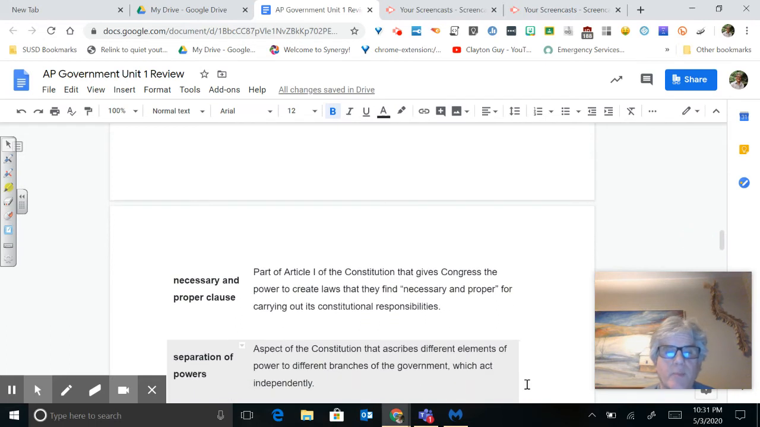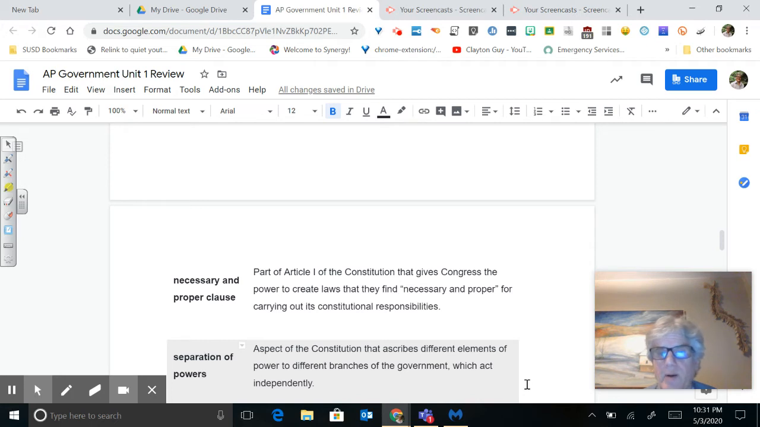Necessary and proper clause is part of Article 1 of the Constitution that gives Congress the power to create laws that they find necessary and proper for carrying out its constitutional responsibilities. So typically Congress has used the Commerce Clause and the power of tax to expand the powers of Congress using the necessary and proper clause. They created the first national bank and the second national bank of the United States, even though the expressed powers did not say create a bank.